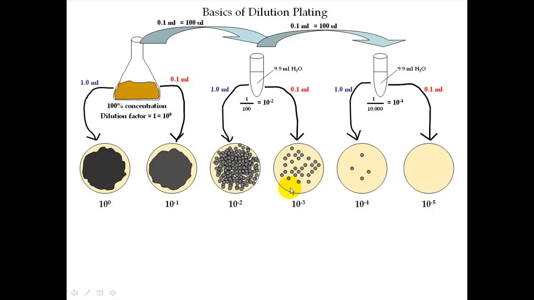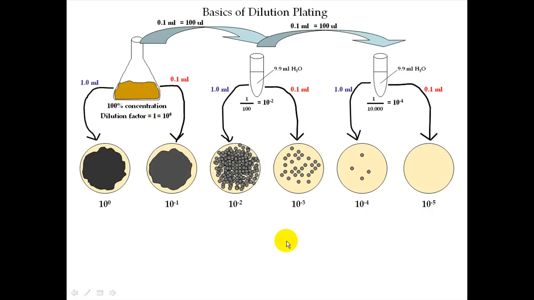There's a problem though with assuming that each colony came from a single bacterial cell. And so we'll see that instead of saying how many bacteria there were in the original sample, the expression that's used to describe bacterial concentration in a sample is not bacteria per mil, but colony forming units per mil. So here's why, and here's the difference between saying bacterial cells per mil and colony forming units per mil.